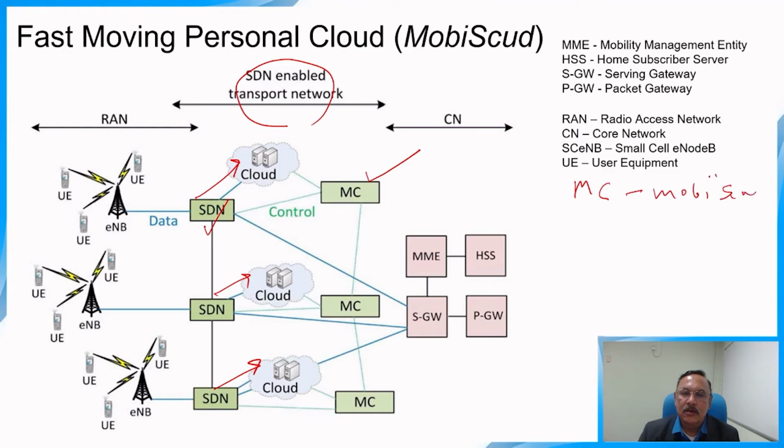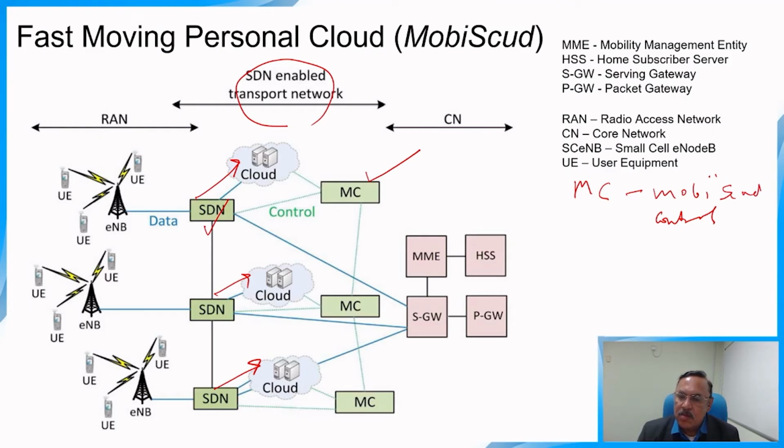MobiSCUD control called MC, which interfaces with the mobile network, SDN switch and the cloud of operator. Basically, MC has two functionalities.